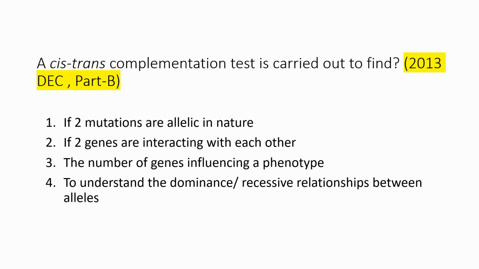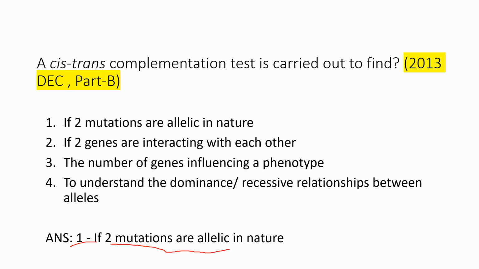So a question came in 2013 December, part B. A cis-trans complementation test is carried out to find: one, if two mutations are allelic in nature; two, if two genes are interacting with each other; three, the number of genes influencing a phenotype; or four, to understand the dominance or recessive relationship between alleles. And the answer is 1: if two mutations are allelic in nature. So always remember that a cis-trans complementation test is used to identify if two mutations are allelic in nature.